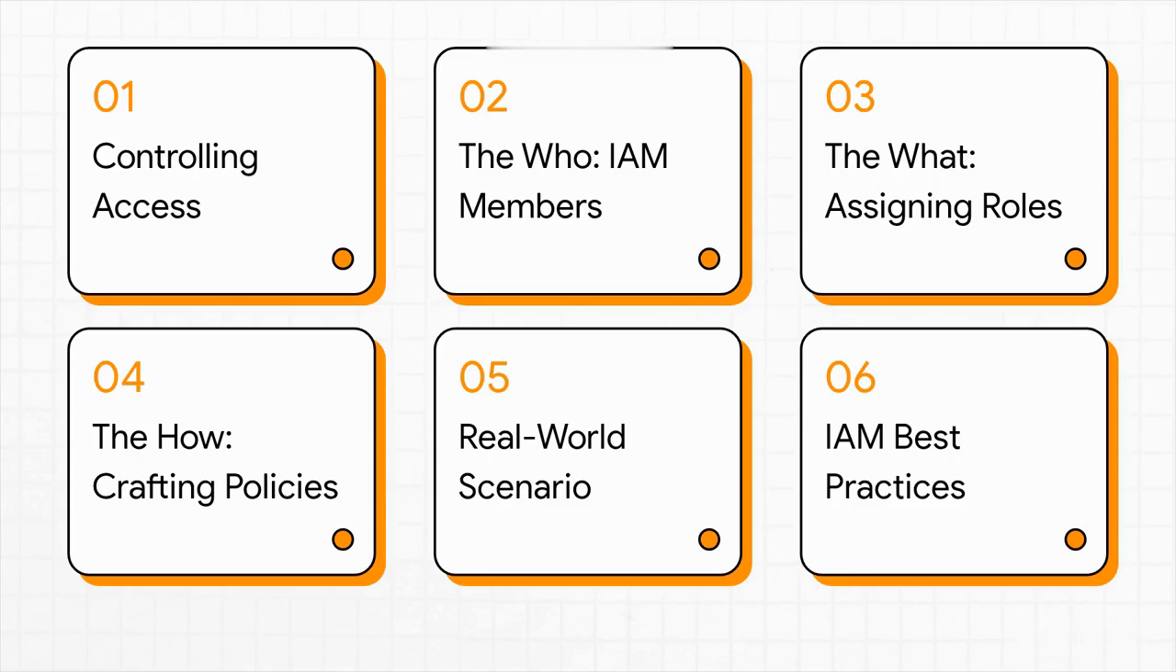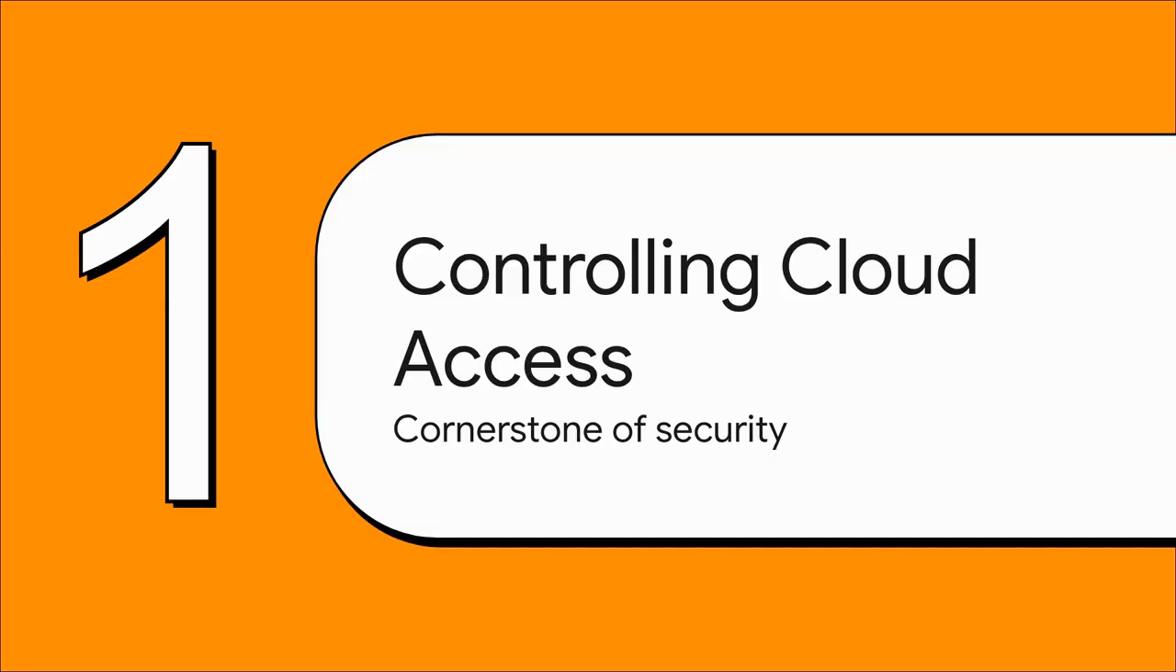So here's our game plan. We'll kick things off with the big picture of access control. Then we're going to break down Google's IAM system into three simple parts: the who, the what, and the how. We'll even walk through a real-world example to see it in action, and then wrap up with some crucial best practices. Let's dive in.